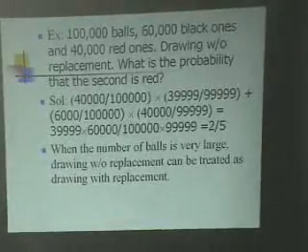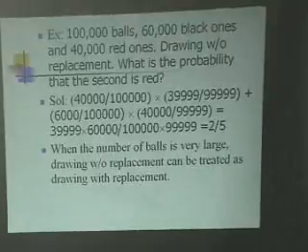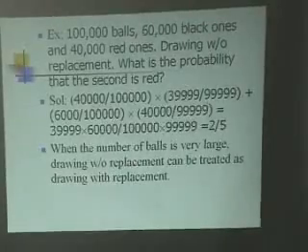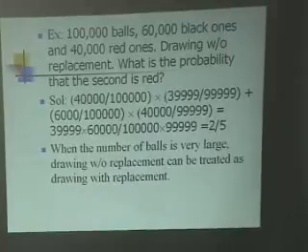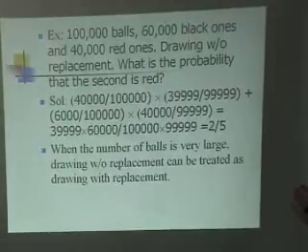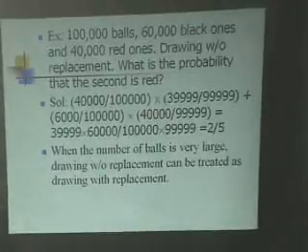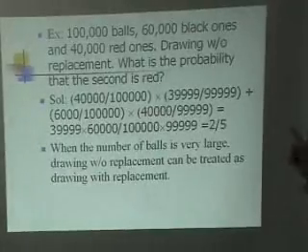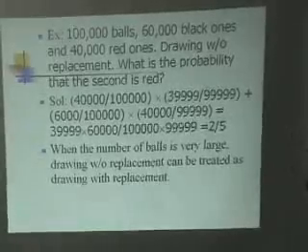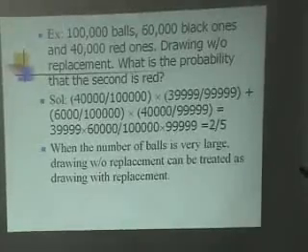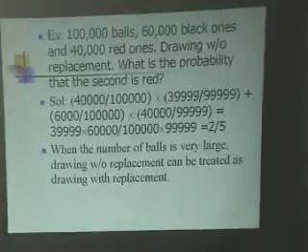So let me ask you this question. What's the probability the second one is red? Mr. Wu, you just tell me how to calculate it, that's enough. You don't need to give me the answer. The first question is, what's the probability the first one is red, right? Now the second question is, what's the probability the second one is red?